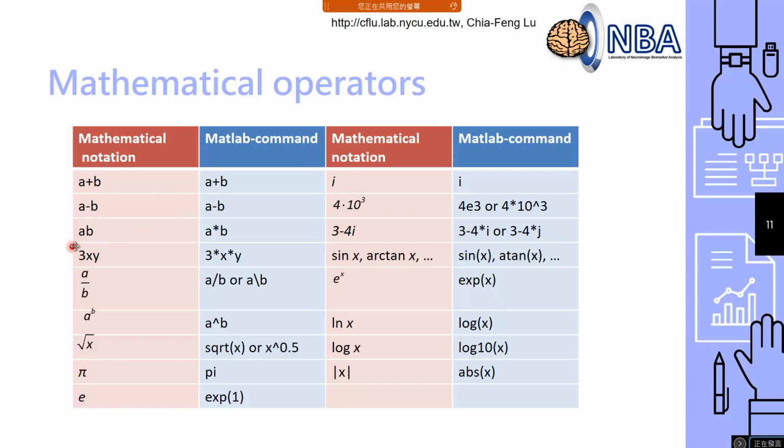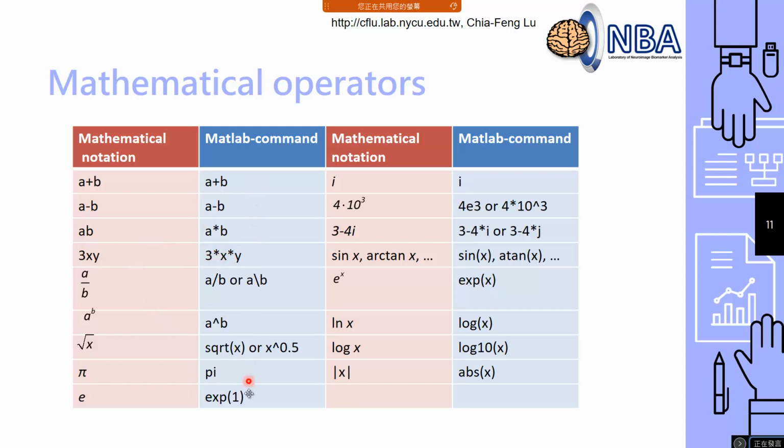But for the third case right here, this means multiply, right? A multiplied by B. For a Matlab command, you should use this star sign. I think it should be like the shift with the number 8. Then you can see this star sign right here. This represents multiply, okay? So the similar case, 3 multiply x and y, it will be put right here.